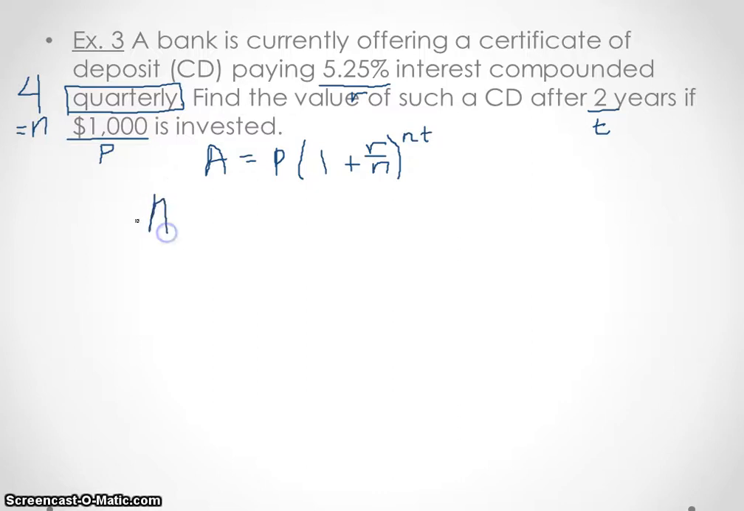Our amount is going to be P, our principal, was $1,000. So we put $1,000 right here. And then we have our 1 plus is always built in. Now our R here is 5.25. Again, please do not write this as a percentage. Change it to a decimal. So we go 2 spots this way, 1, 2.